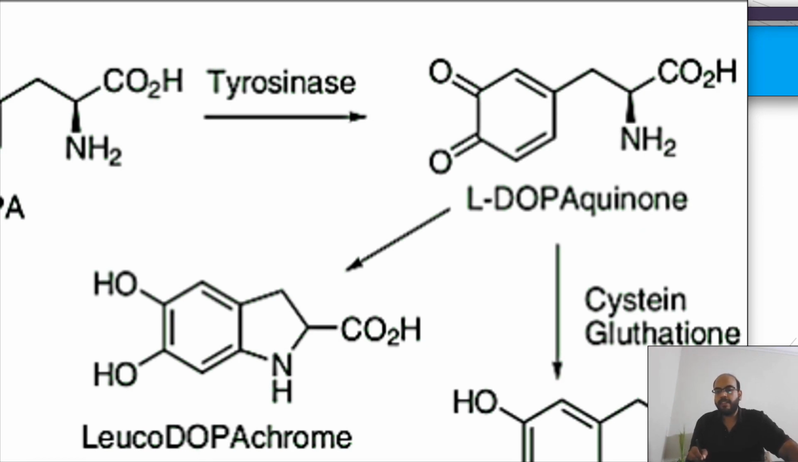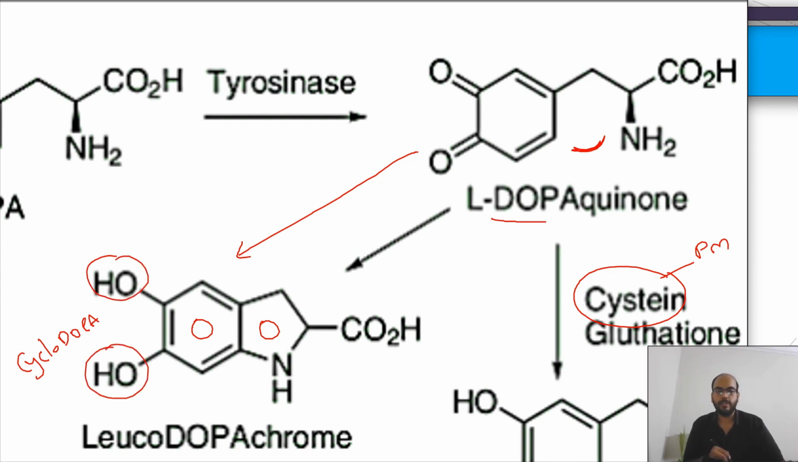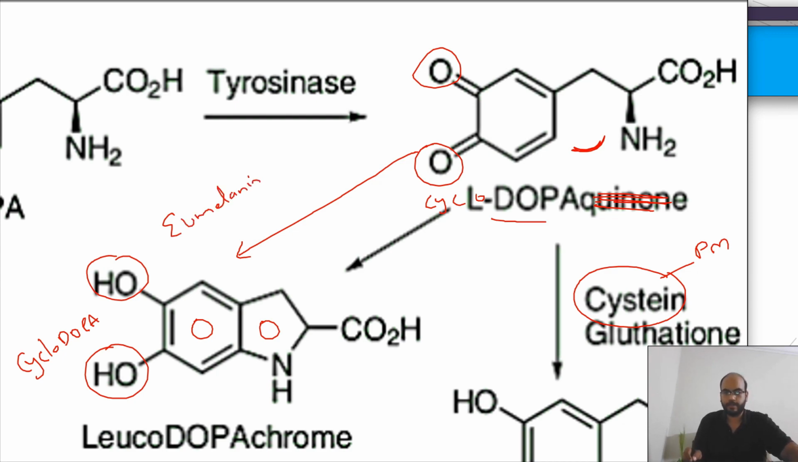Now L-dopaquinone, if there is cysteine present, will go and form pheomelanin. If there is no cysteine, it will automatically get shifted to leukodopachrome, which is also known as cyclodopa. Now can you see there is no cycle here, but here you can see two cycles. So there's cyclization of the molecule. You have cyclodopa. And also look here, the quinone groups are removed. They are present here, but now they are not there. So the major part which has happened is cyclization and loss of quinone. So the quinone is gone and you have cyclodopa. Clear? Cyclodopa will eventually form eumelanin. Let's move forward.